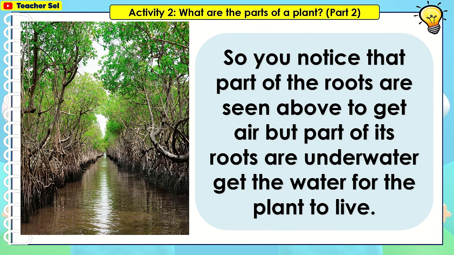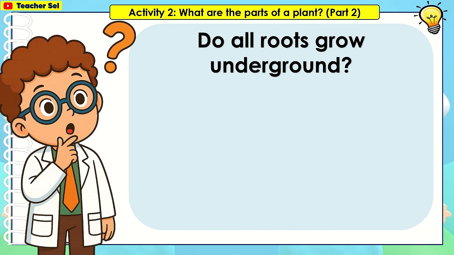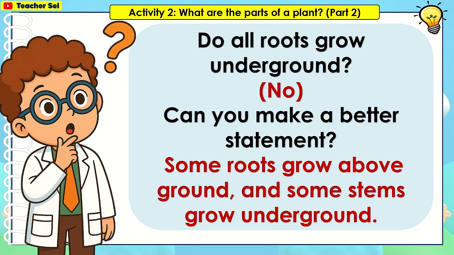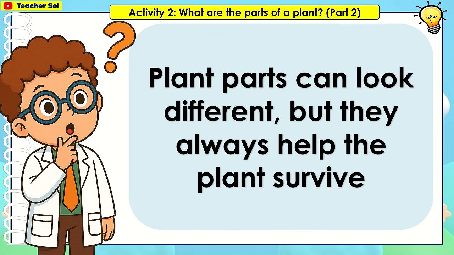So you notice that part of the roots are seen above ground to get air, but part of its roots are underwater to get the water for the plant to live. Do all roots grow underground? No. Can you make a better statement? Some roots grow above ground, and some stems grow underground. Plant parts can look different, but they always help the plant survive.